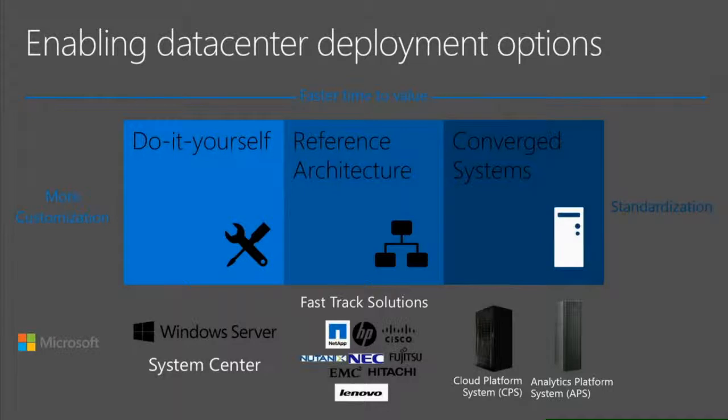On the left-hand side, if you're looking for speed to market, you're looking for something that reduces the burden on the IT admin, we have a converged system. So the converged systems that we offer through Microsoft, we have two. We have CPS, which is our infrastructure as a service solution, the one that we're here talking about today. And another one you may have heard of, the Analytics Platform System, or sometimes called the Parallel Data Warehouse. Our data platform is a converged system. So you've got the two polar ends there.